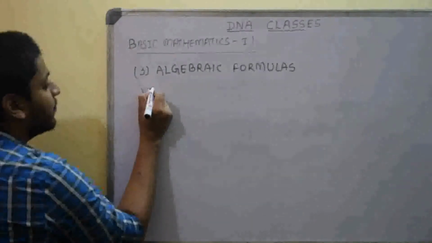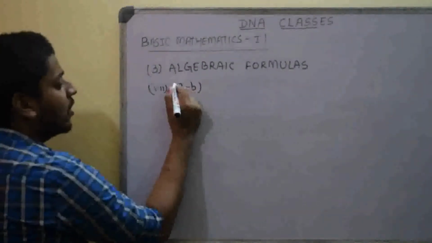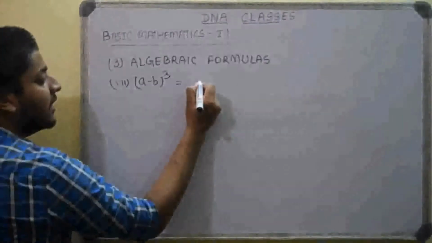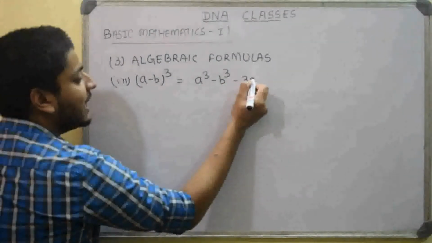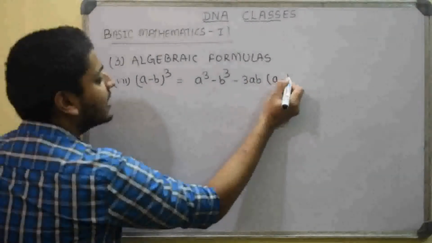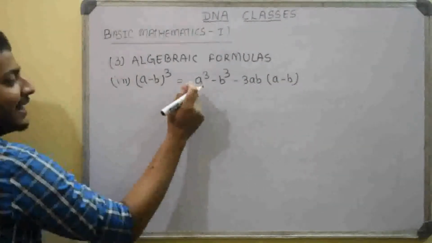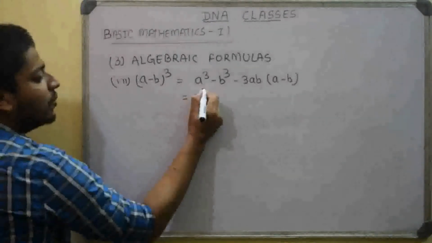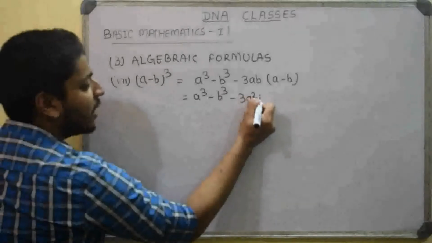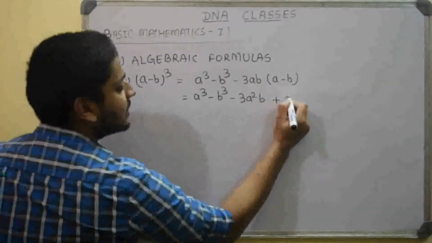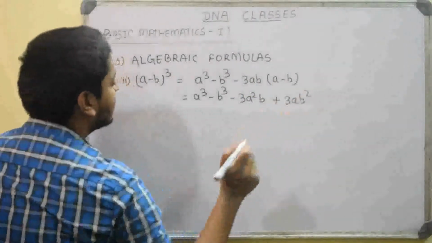A minus b whole cube can be written as a cube minus b cube minus 3ab into a minus b. We can write it as a cube minus b cube minus 3a squared b plus 3ab squared.